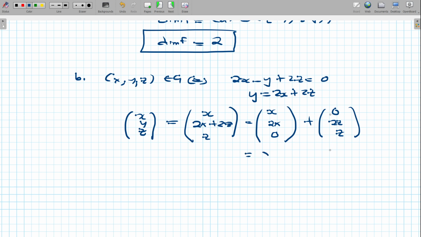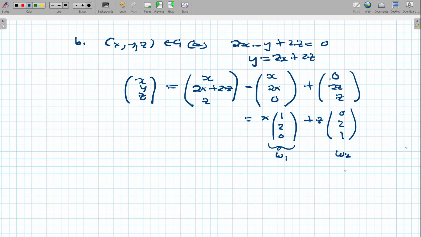Now we can factor out an x here. This is going to give me (1, 2, 0), like so. And then plus, we can factor out a z here. This is going to give me (0, 2, 1), like so. So this is our vector V1. Now we've used a lot of V's already, so let's maybe use another letter. Let's take W1 and then W2, like so.